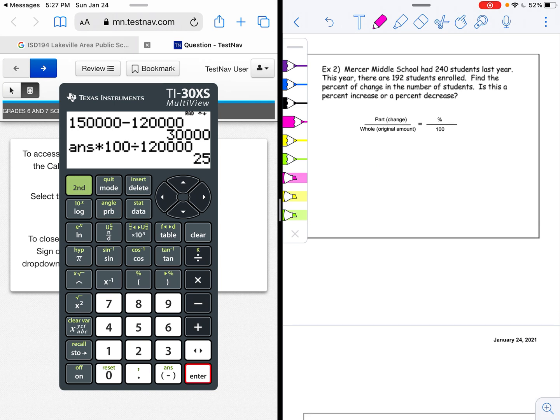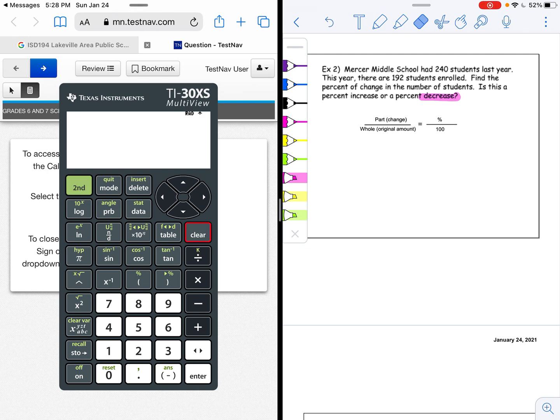So Mercer Middle School had 240 students last year. This year there are 192 students enrolled. Find the percent of change in the number of students. Is this a percent increase or a percent decrease? So when I look at that, it went from 240 to 192. So that is going to be a percent of decrease because that amount did go down.